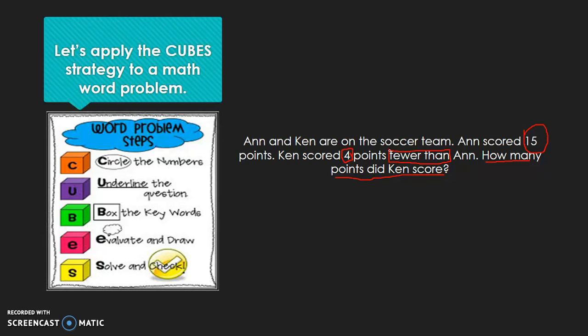E, evaluate and draw. Well, let's evaluate what we know about the problem. Our two numbers are 15 and 4. We're looking for how many points Ken scored, not Ann. And our keywords is fewer than, which means we're going to subtract. Now, drawing. Your kids can decide to draw a number bun or a tape diagram or circles and stick people. In this problem, I think it would be easier if I drew a number bun.